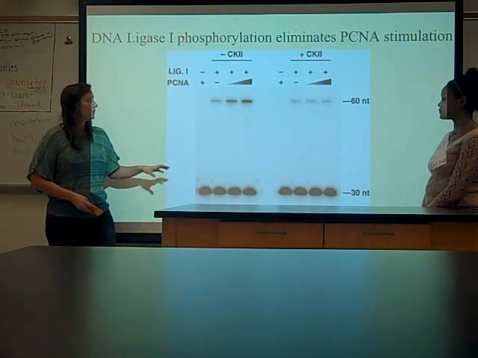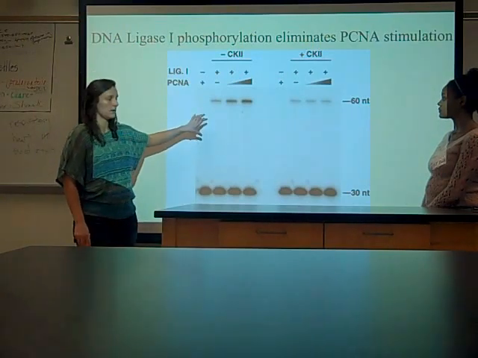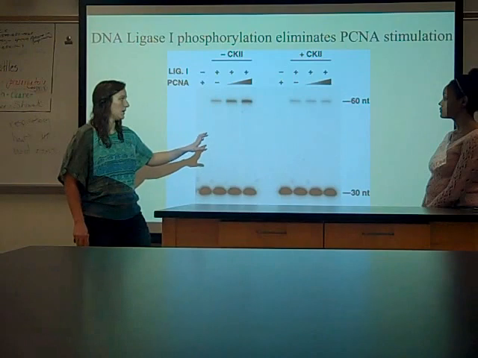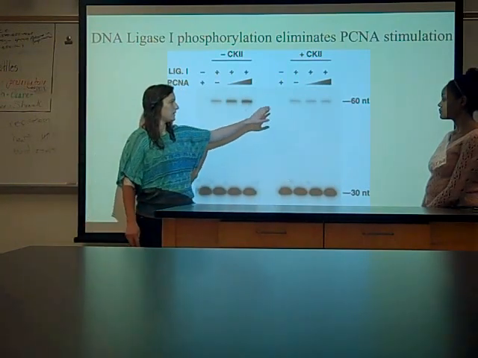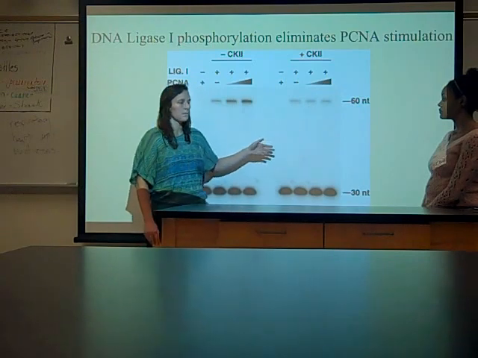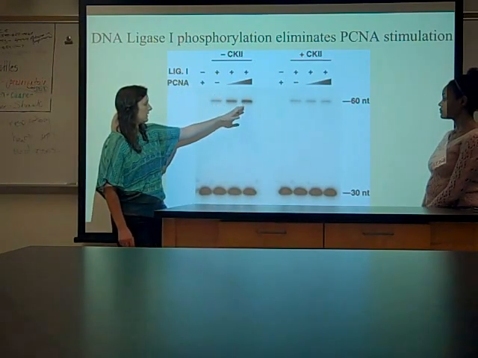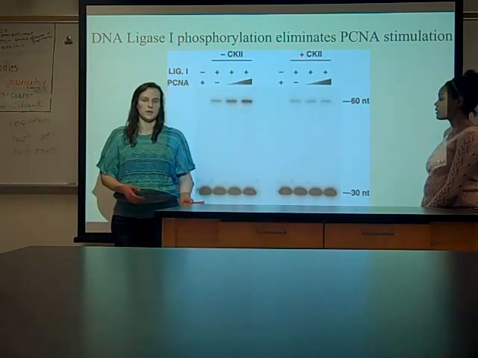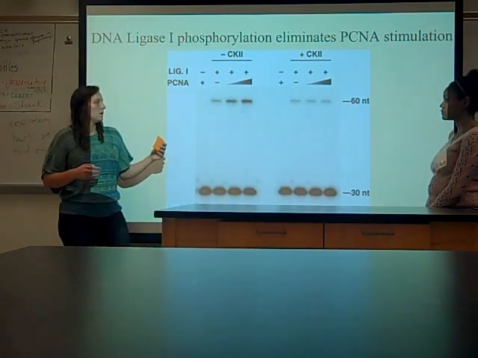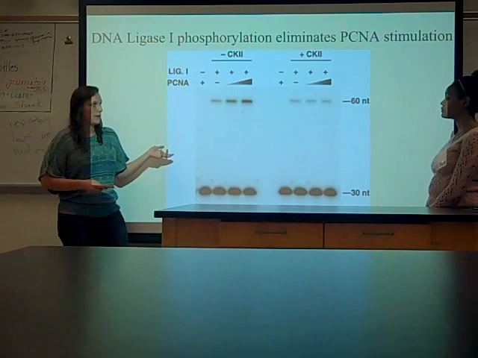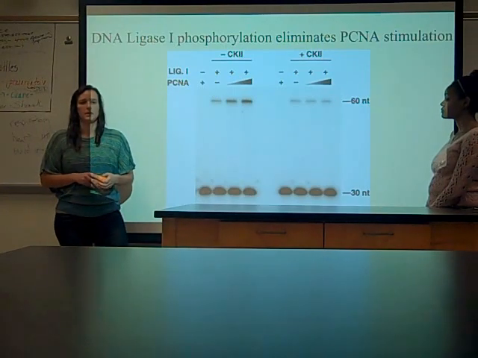ligation activity. So you can see here that there is no casein kinase 2, so there's no phosphorylation. And here there is casein kinase 2, so there is phosphorylation. And you can see here that there's not really much stimulation, but here as you increase PCNA concentration, you have an enhanced formation of product, which means that PCNA does eliminate the stimulation of DNA ligase.